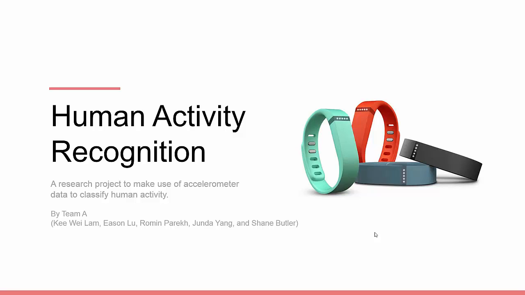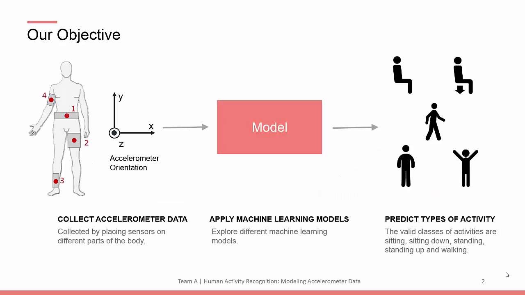Hello, we are Team A, and this is Human Activity Recognition, our research project using accelerometer data to classify human movement types. With the growing popularity of human activity sensors, the availability of movement tracking data continues to increase, opening a wealth of opportunities for applications across industries.